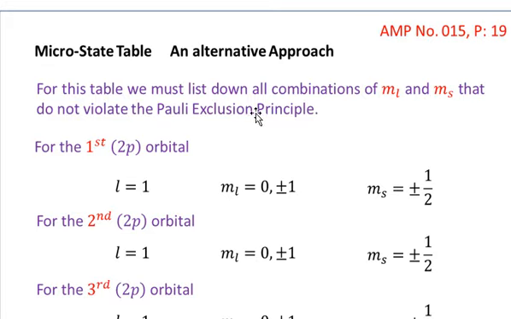For this table, we must list all combinations of ML, that is the orbital magnetic quantum number, and MS, the magnetic spin quantum number. So all combinations of these two magnetic quantum numbers will be written that do not violate the Pauli exclusion principle. For the first 2p orbital, L is equal to 1, ML is equal to 0, ±1, MS is equal to ±1/2. That is, for each value of ML, MS will either be spin up or spin down. That is, two values of MS are allowed.